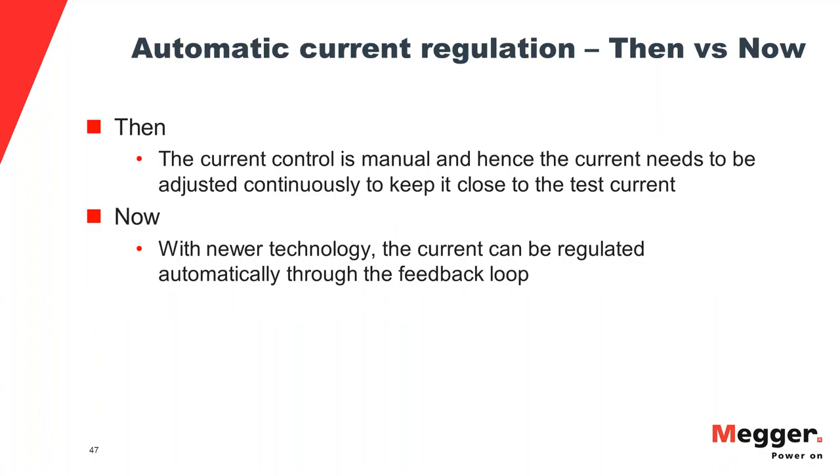So how do the two technologies deal with this problem? If you're using a test set with traditional technology, you would need to continuously adjust the output to keep the current close to the target current. If you're using a test set employing modern technology, the test set will take care of that for you. There's a feedback loop, as I mentioned in one of the earlier slides, where the instrument knows what current is being put out and it adjusts the output so that the current sticks to the target current.